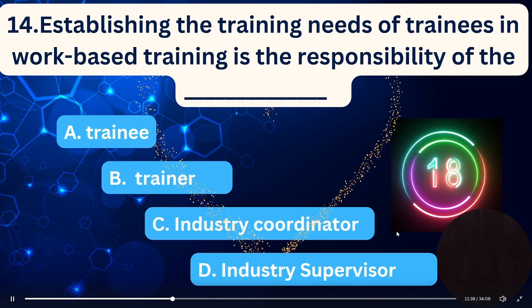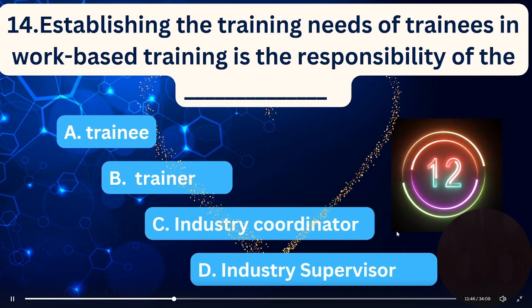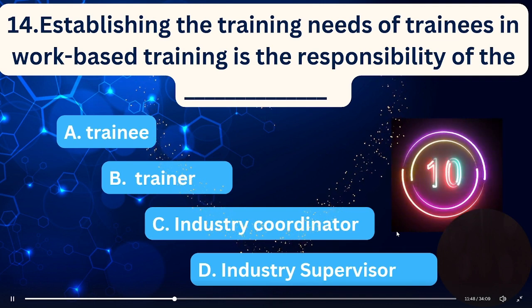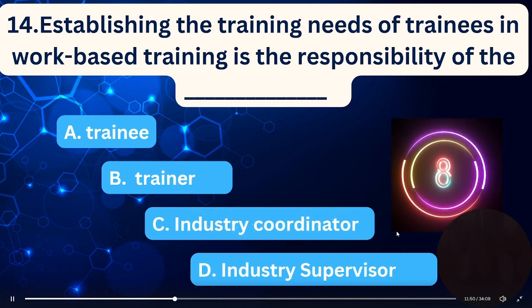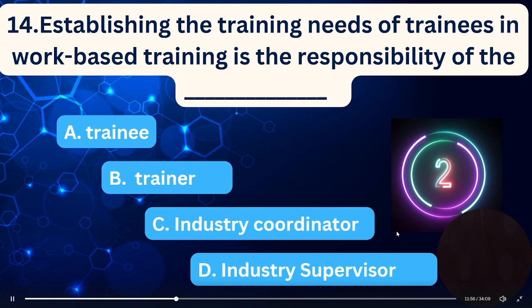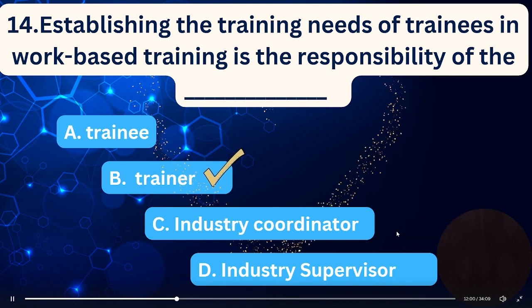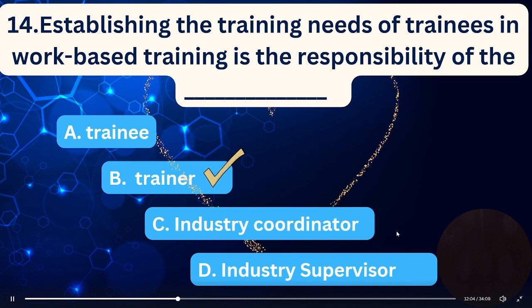Number 14, establishing the training needs of trainees in work-based training is the responsibility of the blank. A. Trainee, B. Trainer, C. Industry coordinator, D. Industry supervisor. Establishing the training needs of trainees in work-based training is the responsibility of the B. Trainer.